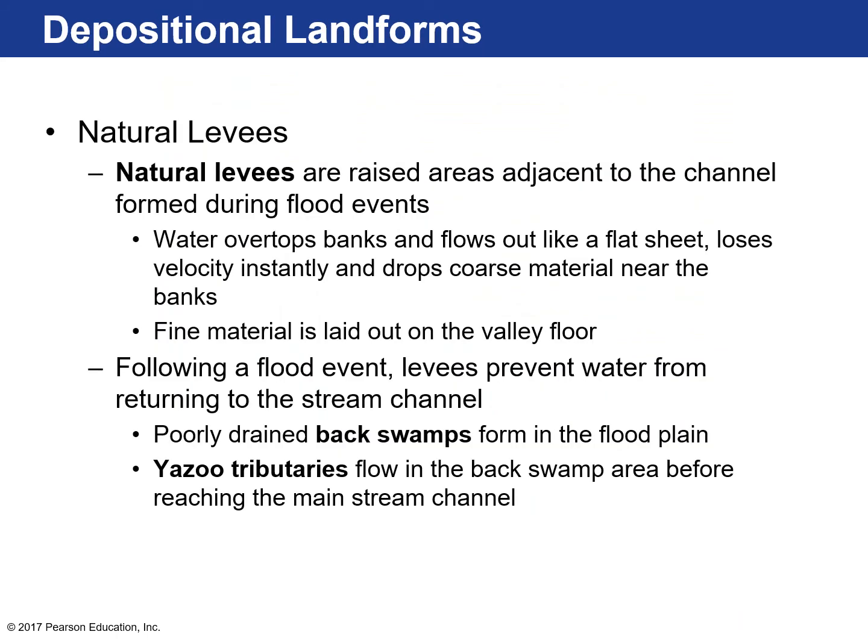All right, there are natural depositional features from rivers. One is called natural levees. Levees or natural levees are just raised areas that are adjacent to the channel. And they form during flood events. So when there's flooding and water overtops the banks, it flows out like a flat sheet, and it loses velocity and deposits all its material closest to the river's banks, right adjacent to the channel.